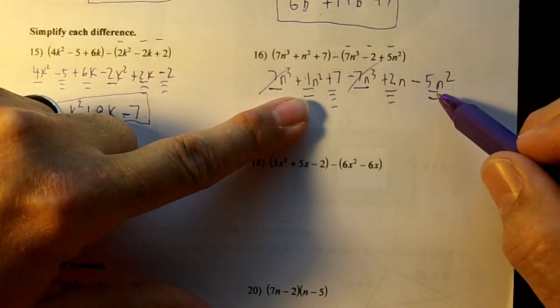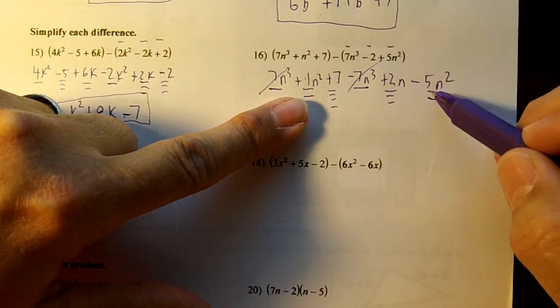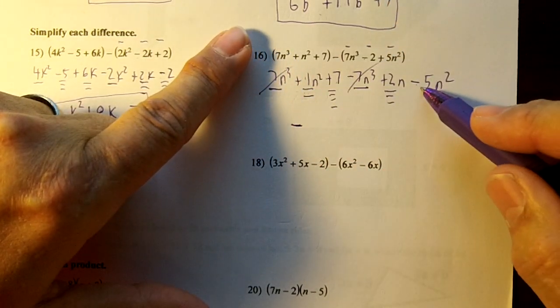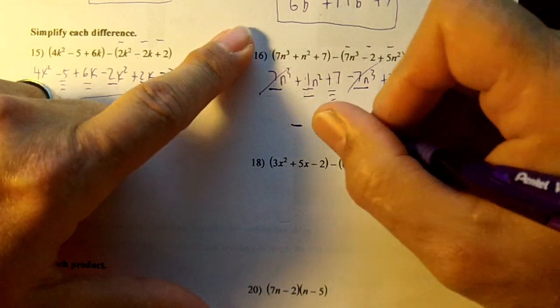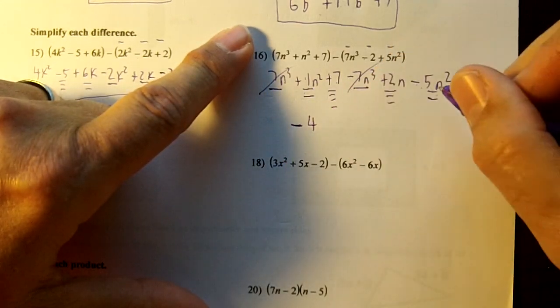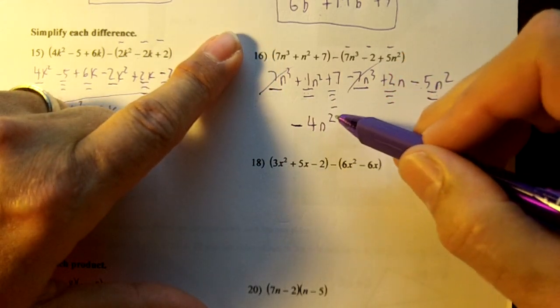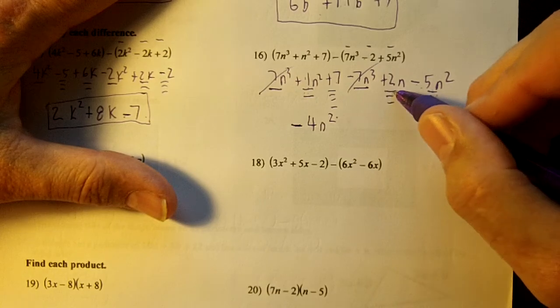My double underline is 1 and 5. 5 is larger than 1, so my sign's going to be negative. And 1 minus 5, go back to 6th grade. 1 minus 5 is negative 4. Already got my negative. My letter's n and my exponent's 2. Sign, number, letter, exponent.